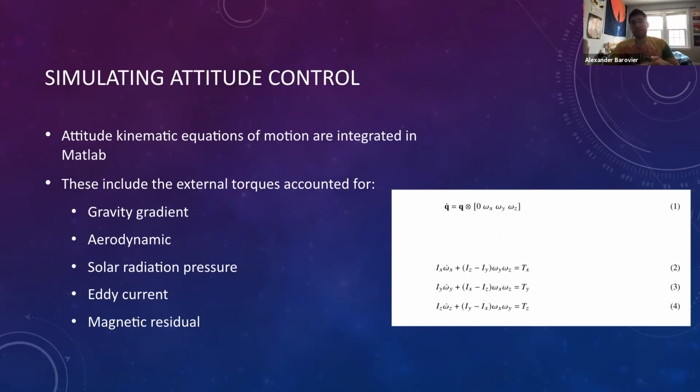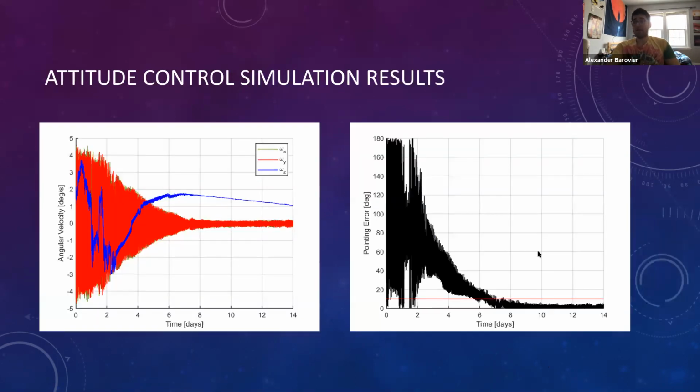Eddy currents basically means that our structure is metallic, and if you have a rotating metallic structure in a magnetic field, it can induce these eddy currents, which are like current loops, and they in turn generate magnetic moments, and that's a destabilizing torque. And lastly, the magnetic residual torque is just residual magnetization left in the structure and satellite components, stuff like that. So I just want to briefly show some of the results that we've got for this.